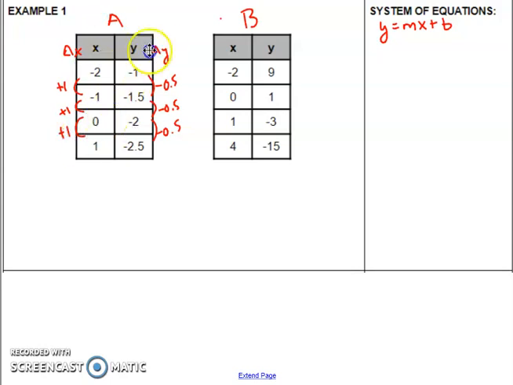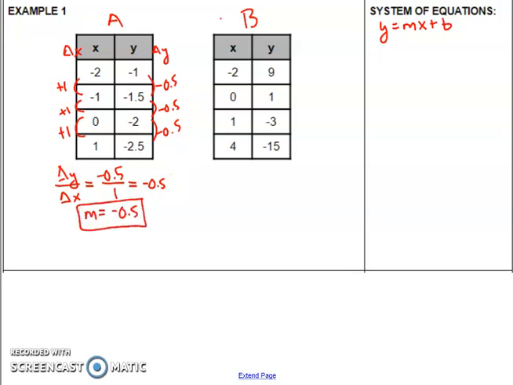Okay, so if we want to find the slope, it's change in y, so look for your change in y side over your change in x. Okay, so here we go. We have -0.5 as my change in y over my change in x is 1. Anything divided by 1 is itself. So our slope for A is -0.5.